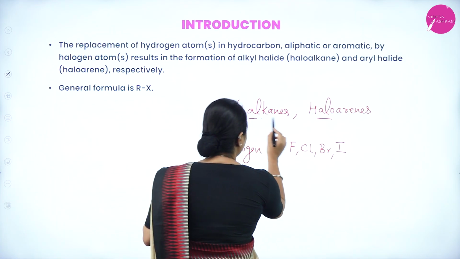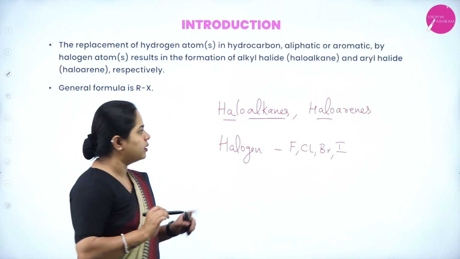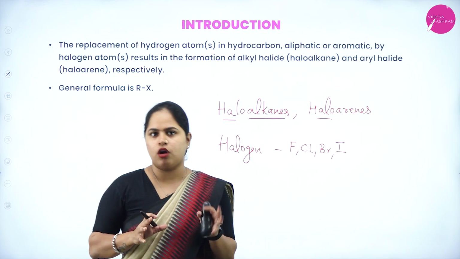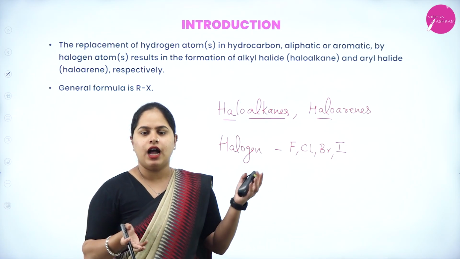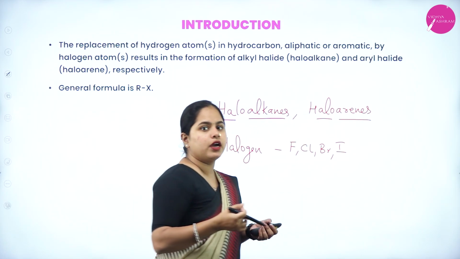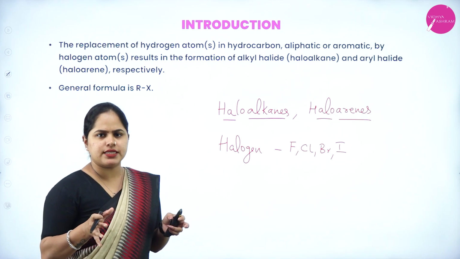Now alkanes you have already studied in the hydrocarbons chapter, right? About alkanes, right? So what does then haloalkanes mean? It is somewhere a combination of a halogen and an alkane, right? As of now you can tell like that. Now what will be haloarenes? It will be a combination of halogen and arenes, right? So this is the basic idea about it.